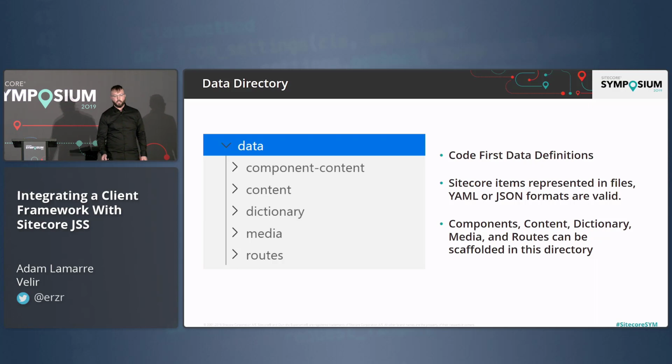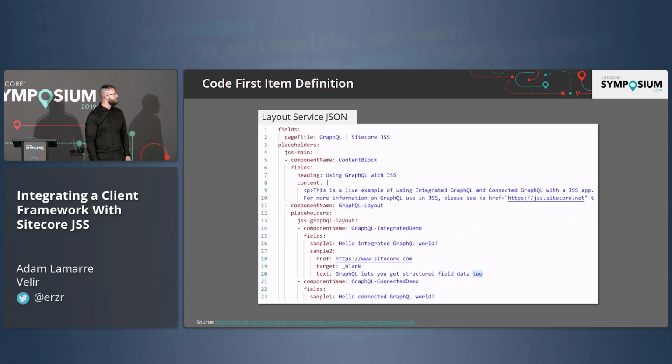and you can scaffold things like components, content, dictionary items. You can add media items. And then finally, most importantly, the routes. A basic example of what that looks like is this route component. You can configure the different fields on this route and then the placeholders as well. So you can scaffold JSS main, add all your different components to it, and configure the fields on those as well through these code first item definitions.